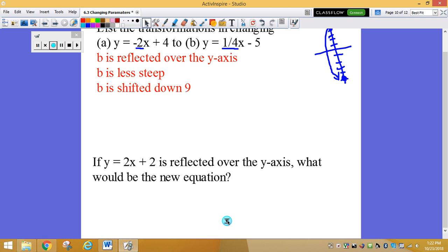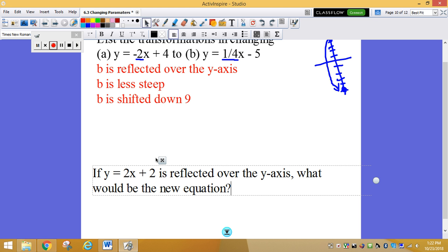So 3 things that you need to do. You need to figure out, is it reflected? Did your slope change from a positive to a negative? Which one is going to be steeper or less steep? And how much it's shifting up or down. Those are the 3 things that you need to do. And there's a question on your worksheet like that, and it's the same thing. You want to list those 3 things. Which one is reflected? Which one's steeper? Which one's shifted up or down?